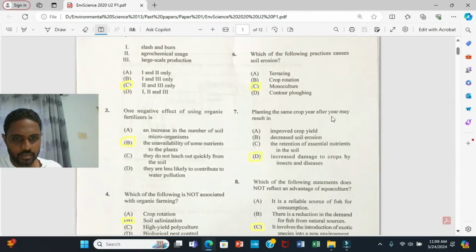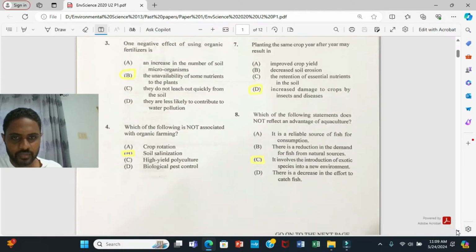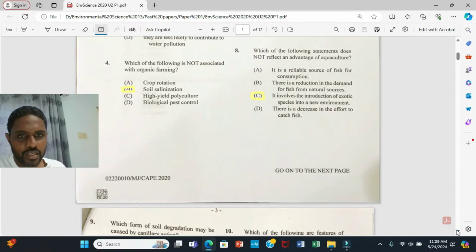Yes guys, because the crops being on the land year after year will build up the population of pests in the crops and around the crops. So if the crops are spared, there would be a population of the insects and diseases in the surrounding area nearby. Alright. Number 8. Which of the following statements does not reflect an advantage of aquaculture? C, it involved the introduction of exotic species into a new environment. Of course, exotic species, guys, into a new environment is always bad for the new environment.